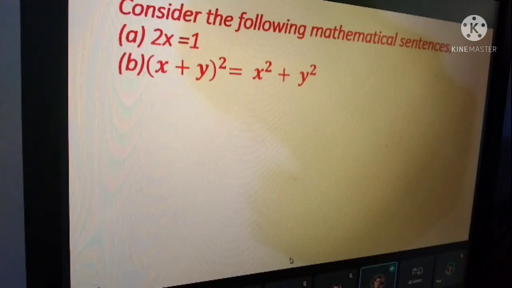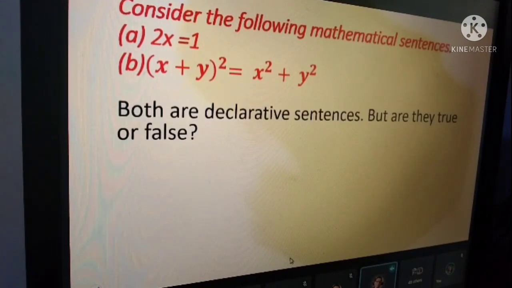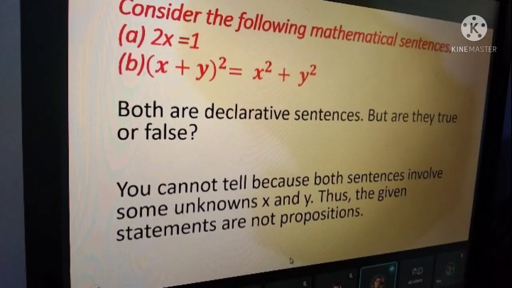Consider the following mathematical sentences. For number 1, A: 2x + 1 = 1. And B: the square of x plus y is equal to x squared plus y squared. For letter A and B, both are declarative sentences. But are they true or false? So you cannot tell because both sentences involve some unknowns x and y. Thus, the given statements are not propositions.